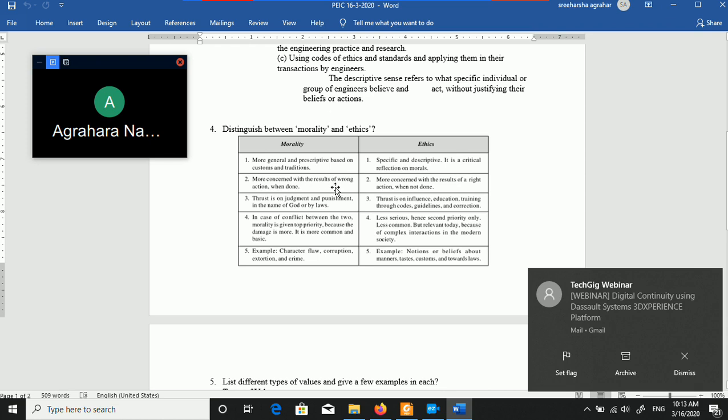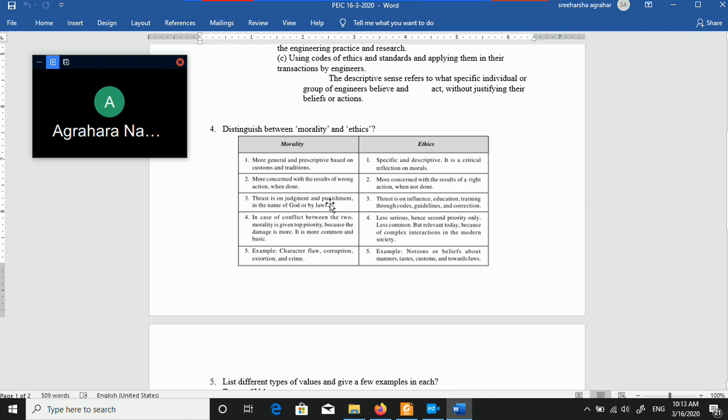More concerned with the results of wrong action when done. Generally, we speak about this. Okay, we also have a song, "Jhoot bole kawa kaate." Means if at all you lie, then a crow will bite you. So here, instead of saying you should not lie, we are speaking about what should not be done. That is, when you do something wrong, what is the punishment? What is the result of a wrong action? If you lie, the wrong action, the result or the punishment will be the crow biting.